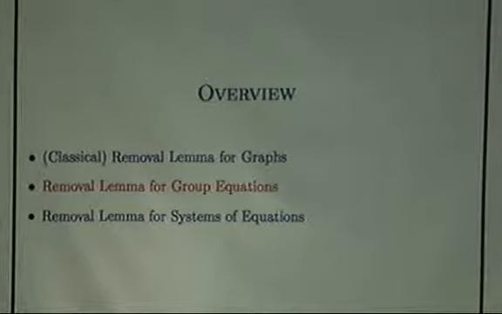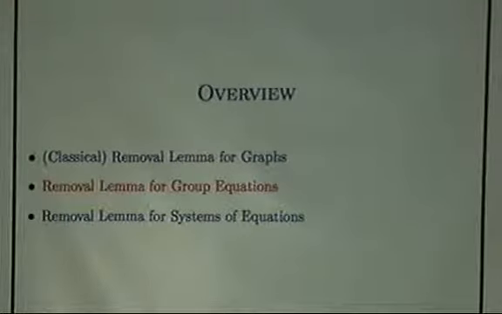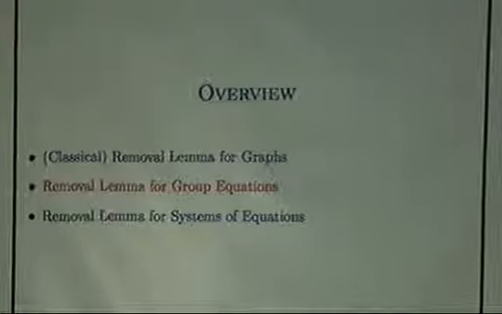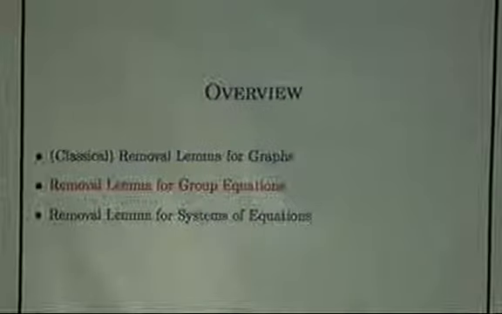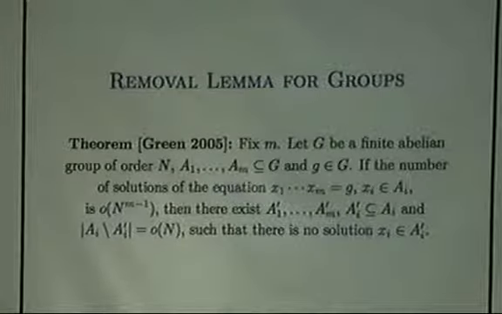So now I am coming to the second part of my talk, where I will probably spend most of my time, and this is the formulation, and I will try to give also the whole proof of the removal lemma for group equations. So this is the statement of the lemma. It's quite a recent theorem of Green. He actually derived a regularity lemma for abelian groups, and from his regularity lemma, as a corollary, he derived this removal lemma for groups.